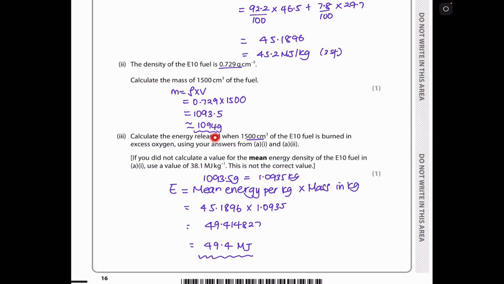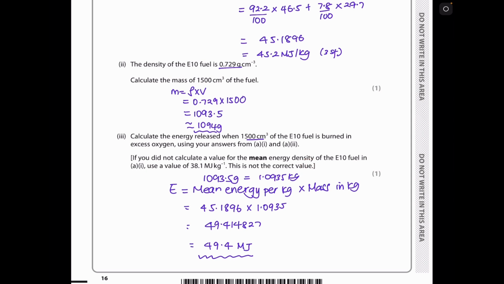Next, they say calculate the energy released when 1,500 centimeters cubed of the E10 fuel is burned in excess oxygen, using your answers from A1 and A2. If you did not calculate the value of the mean energy density of the E10 fuel, use a value of 38.1 megajoules per kilogram, but this is not the correct answer.